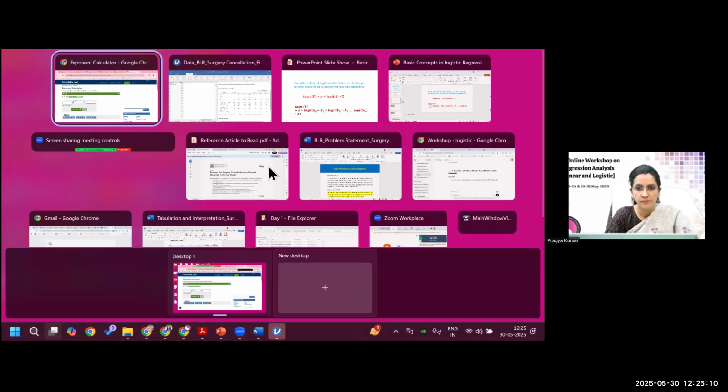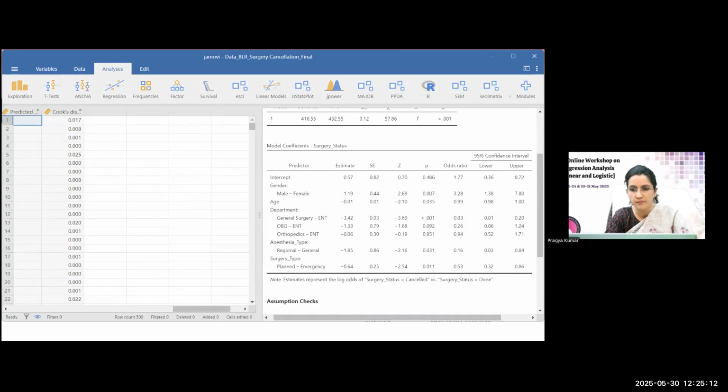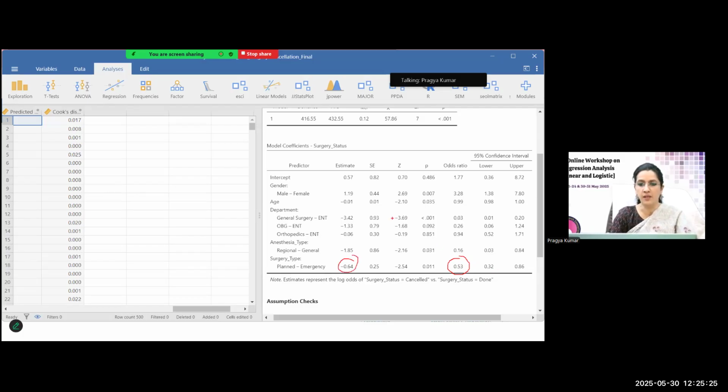So you can see it is 0.53. So if the logit is negative, then the odds ratio is less than 1. If the logit is positive, then it is more than 1. So this estimate is the logit coefficient, and when you take the exponent, it gives you the odds ratio, which the software calculates, but you should understand how it has come about.